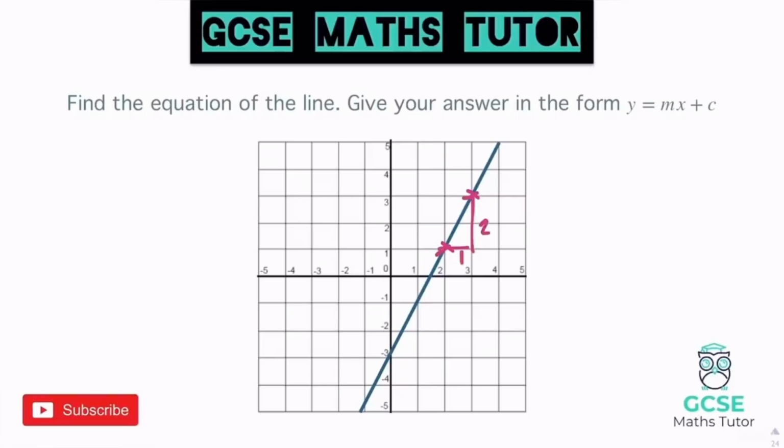So every 1 across it goes 2 up. So the gradient, the value of m, is 2. All we've got to find is that value of c, which as we've already said is the y-intercept, and it crosses the y-axis down here at negative 3. So c is going to be negative 3.